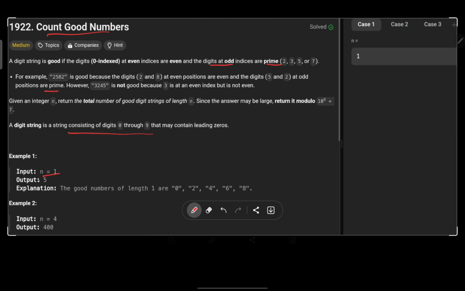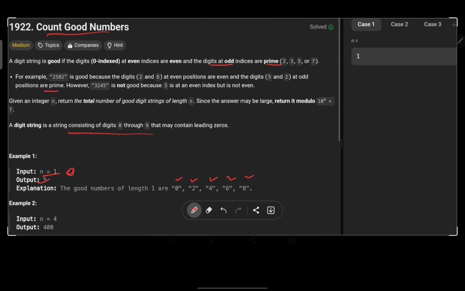Here for n equal to 1, the output is 5, because for length 1 we have all these numbers which can satisfy the condition. As n is 1, its index is 0, so we have to return all the even numbers, that is 0, 2, 4, 6 and 8, as the answer.